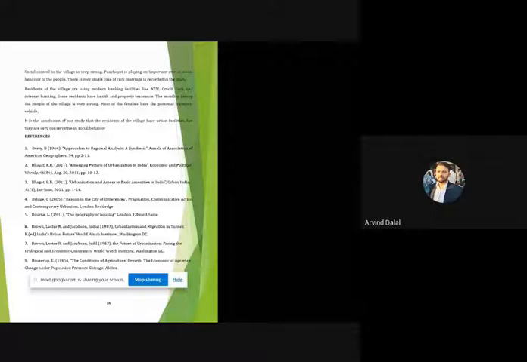The residents of the village are using modern banking facilities, ATM, credit card, internet banking, and some residents have health and property insurance also. The mobility among the people of the village is very strong. They are moving to nearby cities for their work or for other things. And most of the families have personal transport vehicles.